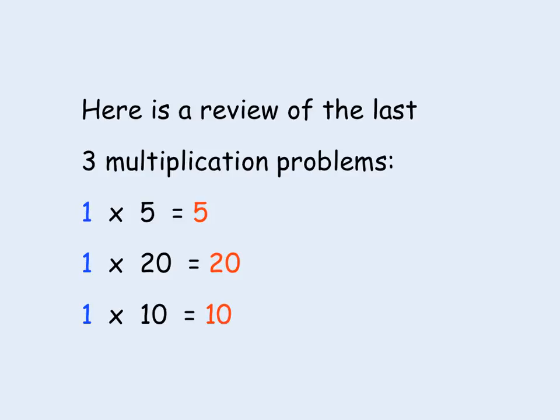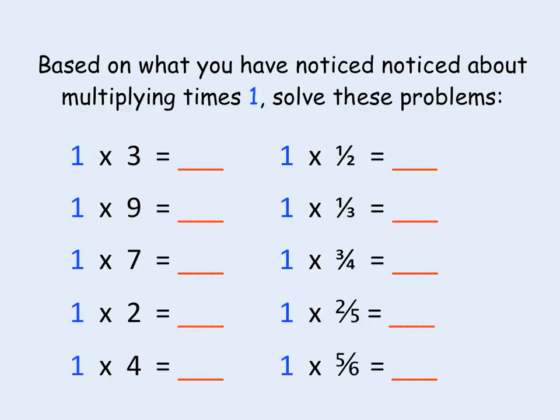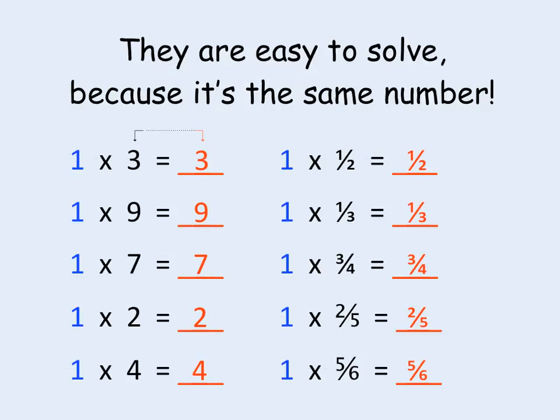Here is a review of the last 3 multiplication problems we just did. 1 times 5 is 5. 1 times 20 equals 20. 1 times 10 equals 10. Based on what you have just noticed about multiplying times 1, solve these problems. 1 times 3, 1 times 9, and so on. They're easy to solve because it's the same number. 1 times 3 is, guess what? 3. 1 times 9 is 9.